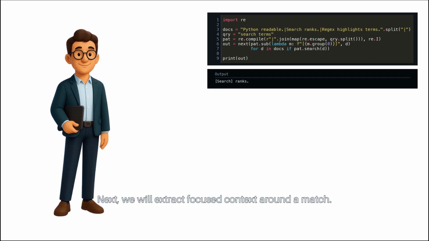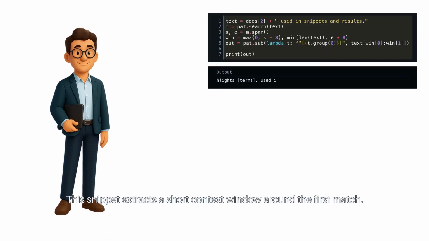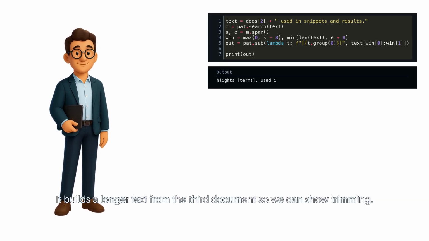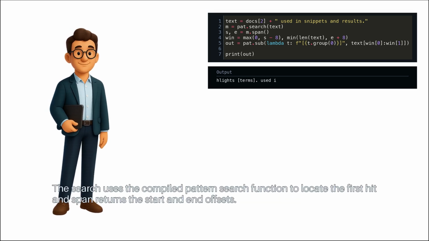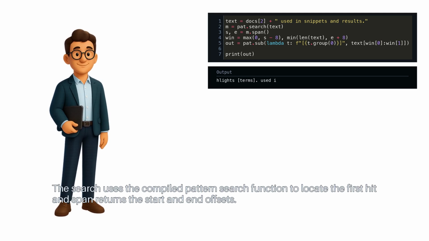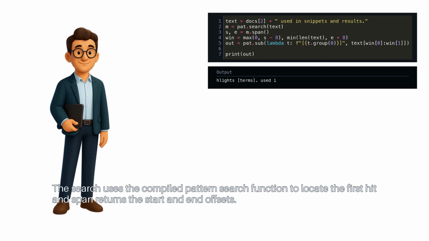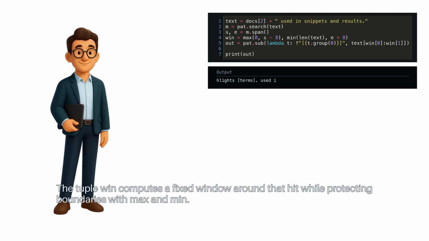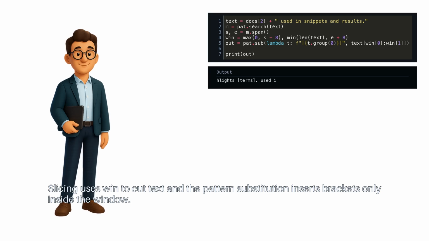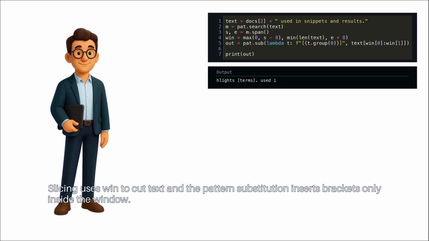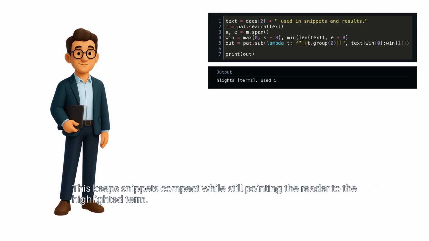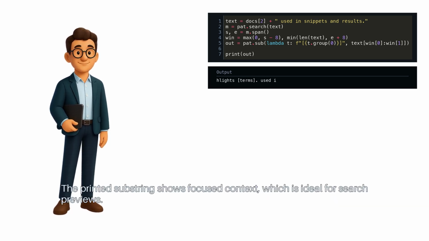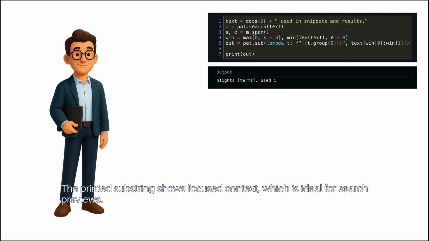Next, we will extract focused context around a match. This snippet extracts a short context window around the first match. It builds a longer text from the third document so we can show trimming. The search uses the compiled pattern search function to locate the first hit, and span returns the start and end offsets. The tuple win computes a fixed window around that hit while protecting boundaries with max and min. Slicing uses win to cut text, and the pattern substitution inserts brackets only inside the window. This keeps snippets compact while still pointing the reader to the highlighted term. The printed substring shows focused context, which is ideal for search previews.